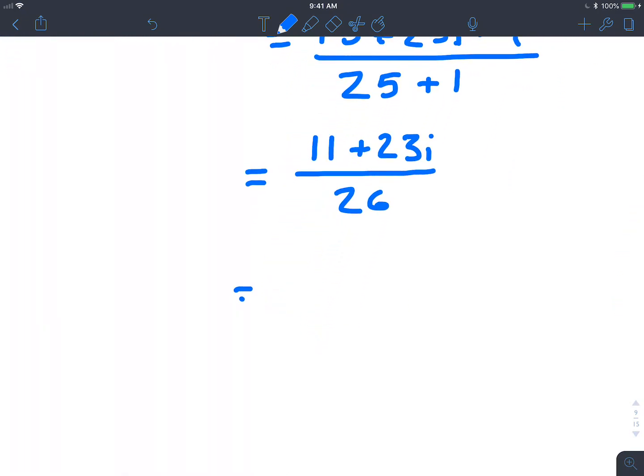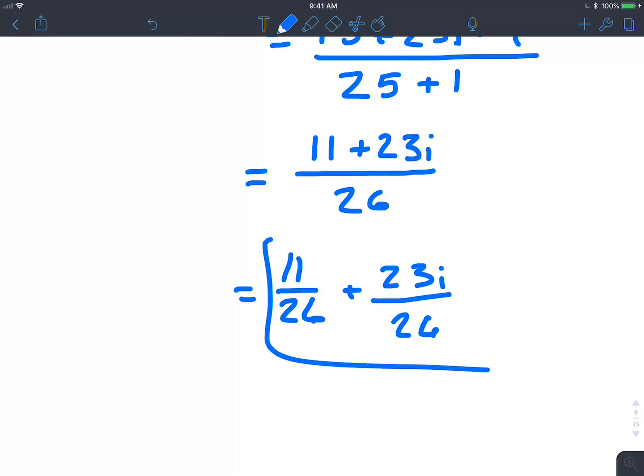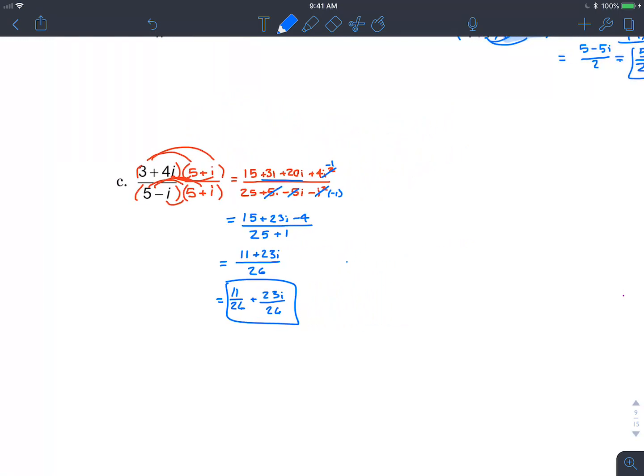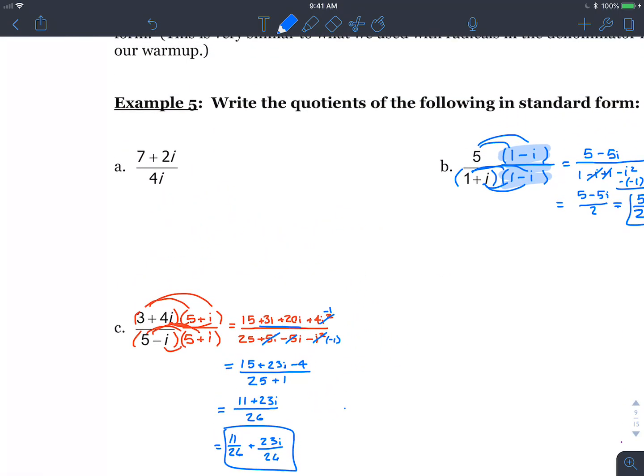And then split apart your fractions. Oh, whoops. So I'm going to write this as 11 over 26, and then 23i over 26. And then that will be your final answer right there. Okay, that'll be it. So let's do this last one here.